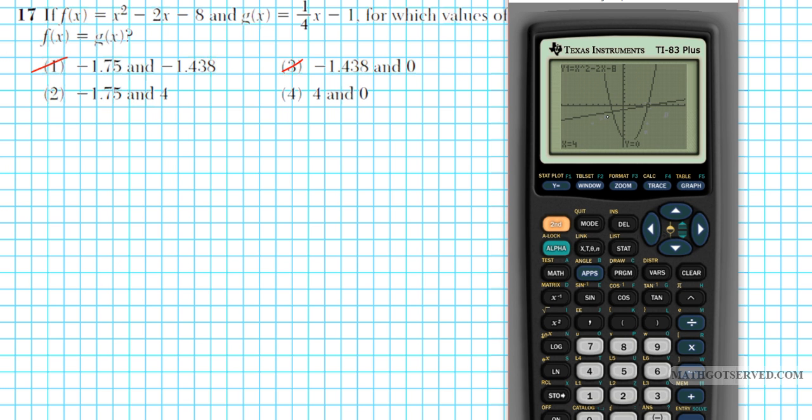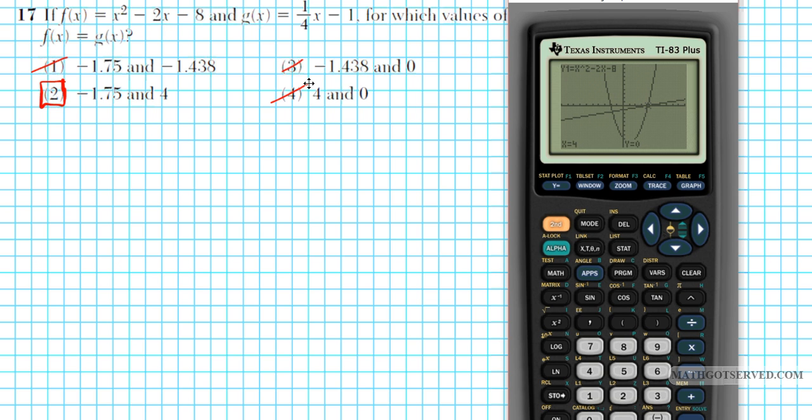So look at the next x value. It's somewhere to the left of the y-axis. So what do you think that is? Could it be 0? Absolutely not. It's negative 1 point something. So we can see that our answer is option number 2, because that's the only one that has a negative and a positive with the value of 4 included. So this is not an answer.